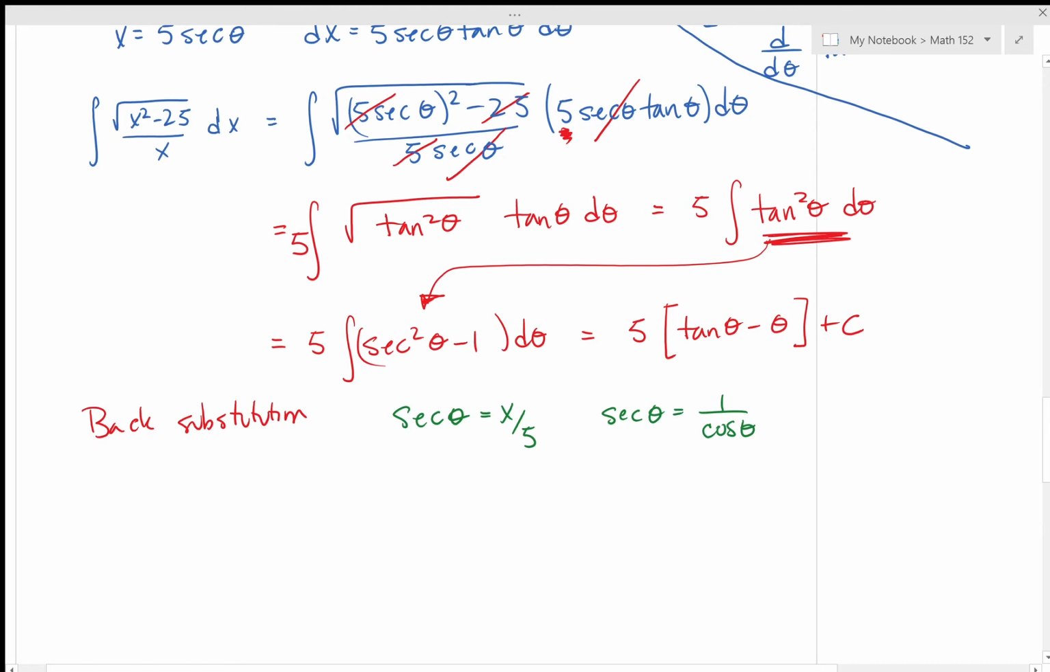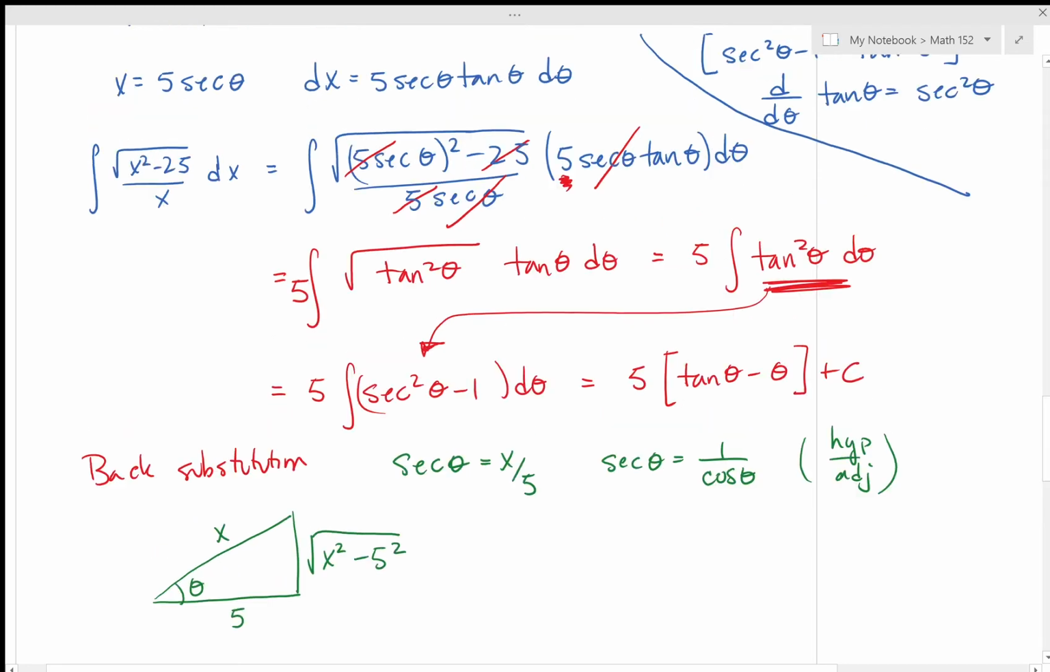So I see that this is hypotenuse over adjacent. That is going to allow me to draw that triangle, which I'm going to need for the back substitution. So here we have theta. I know that the secant is x over 5, and that is the hypotenuse over the adjacent. And then that allows me to calculate this side here, the height, and that is the square root of x squared minus 5 squared.